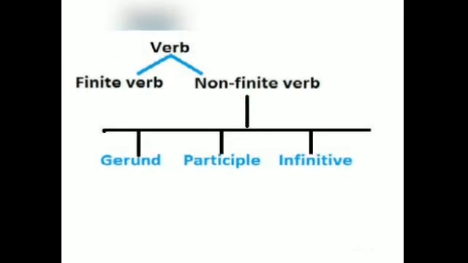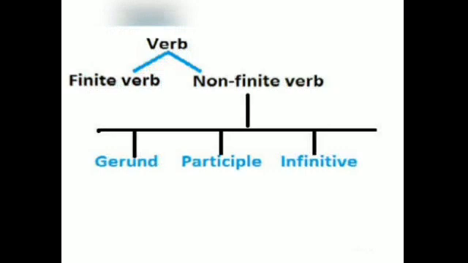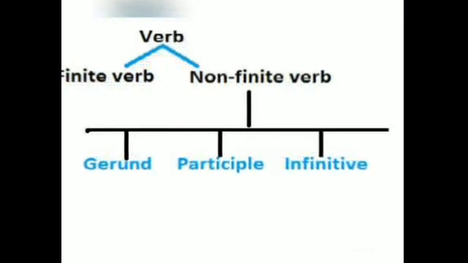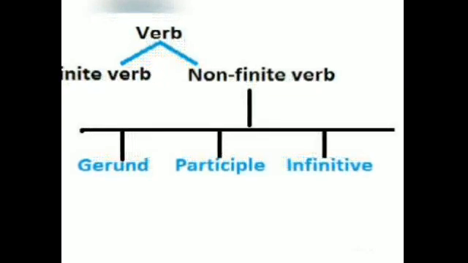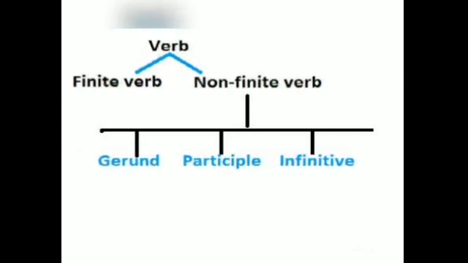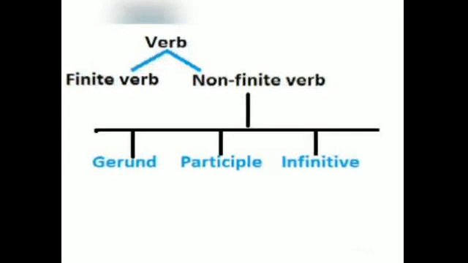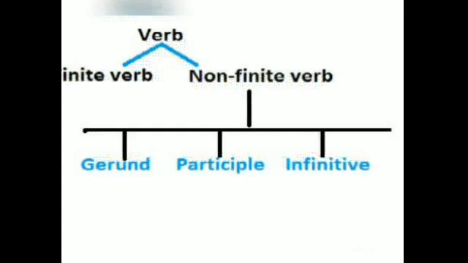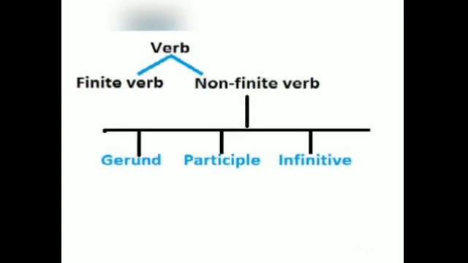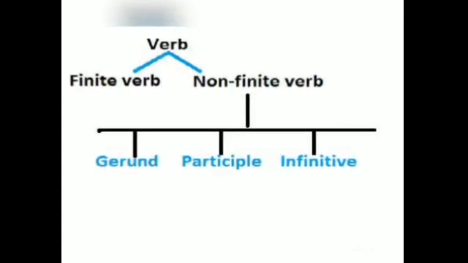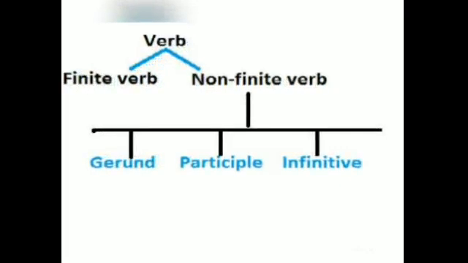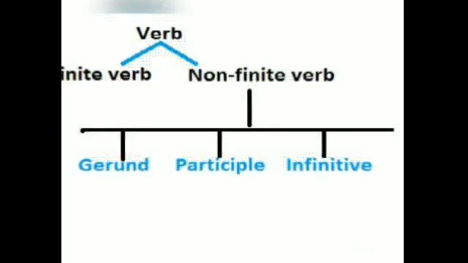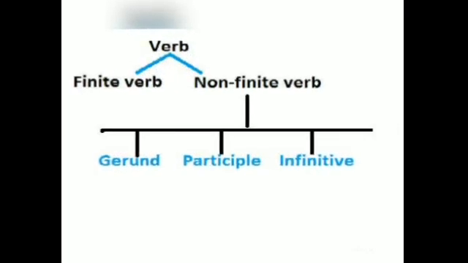Non-finite verbs are of three kinds. Gerund: the ing form of the verb, which is used as a noun, is called a gerund. Second is the participle. There are two kinds of participles: present participle and past participle. I have been reading is an example of present participle. I have worked is past participle.